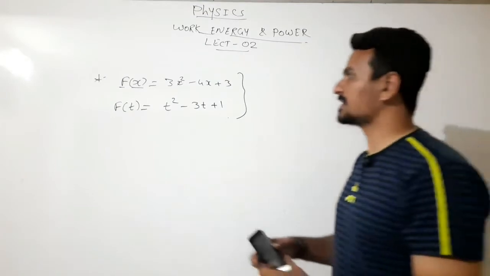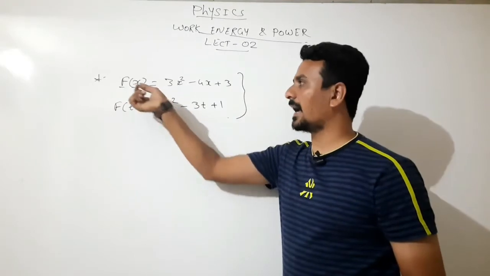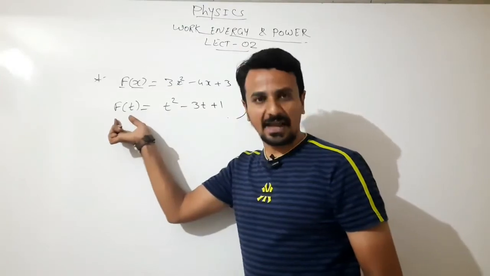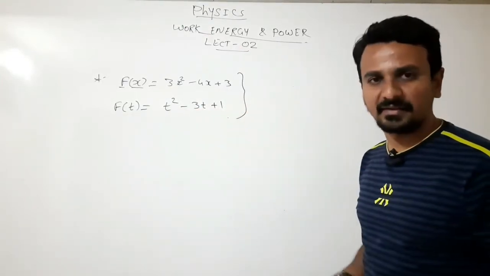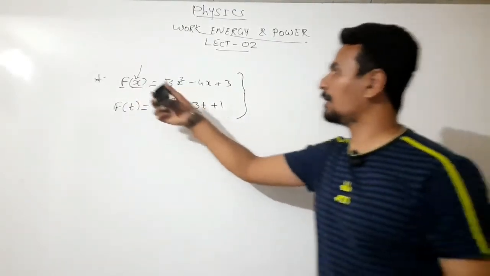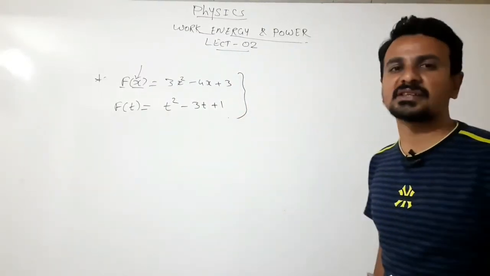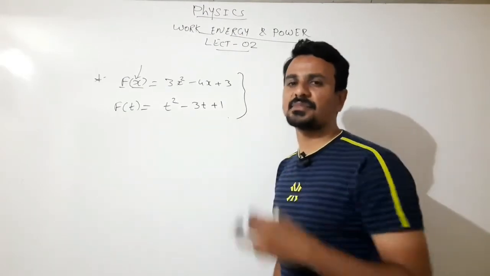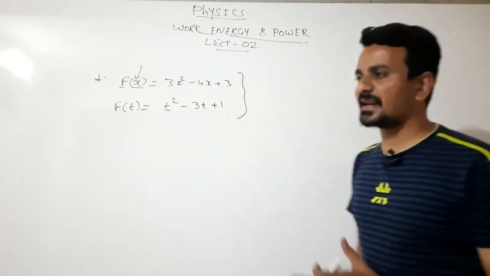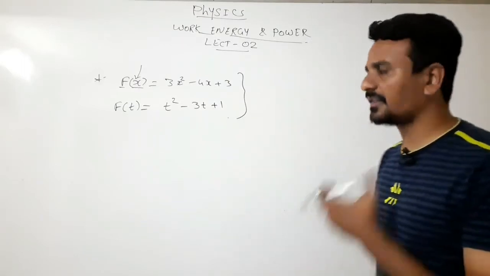If the question is made like this, that force on the particle is given by f of x equals say 3x square minus 4x plus 3, or force depends on time, t square minus 3t plus 1, something like this, that means if by putting the value of x the value of force is changing, or by putting the value of t the force is changing, then the forces are variable. Under such circumstances, get the answer of work done by integrating, right? We'll understand the whole concept, how to integrate, and then we'll solve 2-3 questions based on this topic, right?